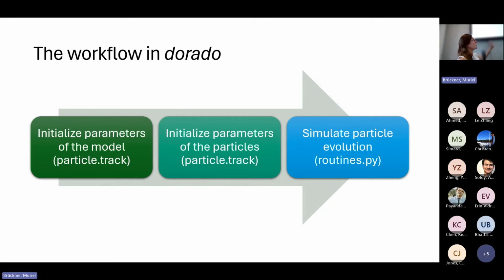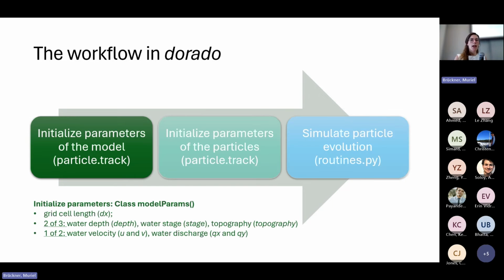The 3 steps are: you first need to initialize the parameters in the model. That's done in a class called particle track. Then we initialize the particle parameters, which is also done in particle track. And then we simulate the particle evolution using code routines.